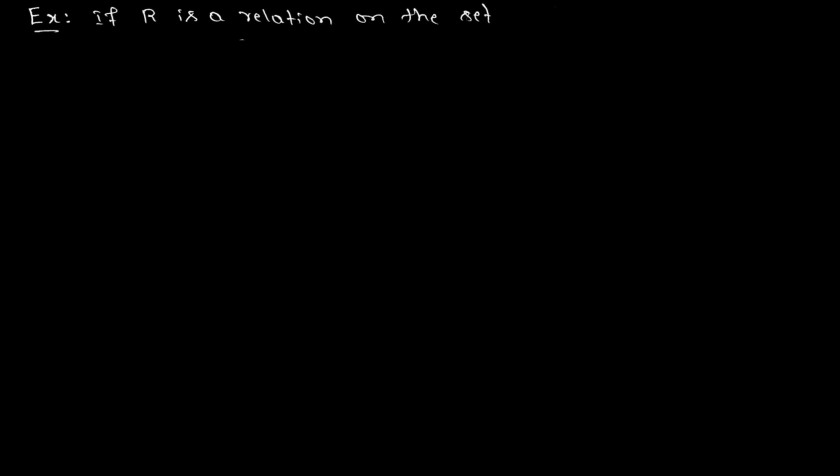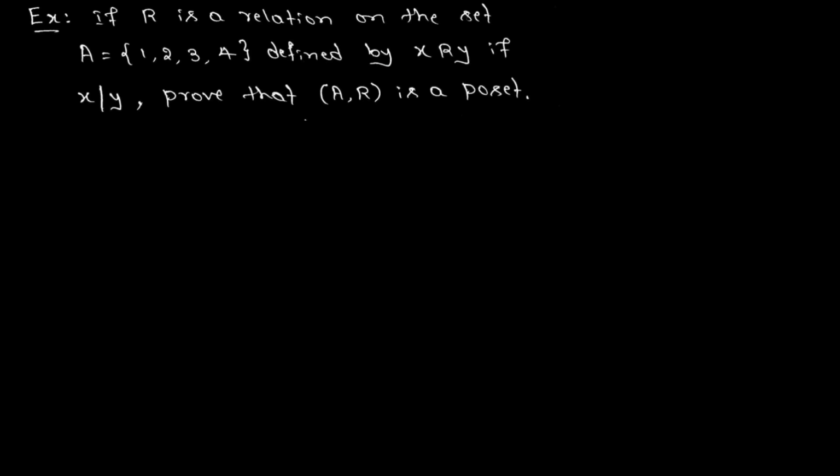Now let us take the next problem. If R is a relation on the set A given by 1, 2, 3, 4, which is defined by x is related to y if and only if x divides y, then we have to prove that (A, R) is a poset, and then we have to draw its Hasse diagram.